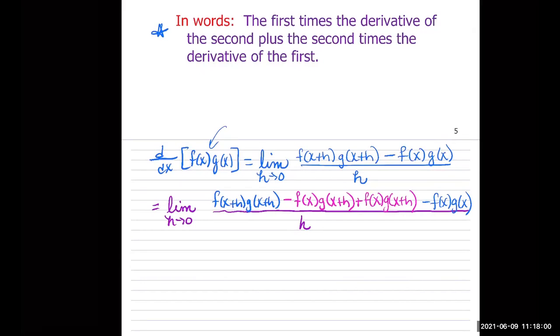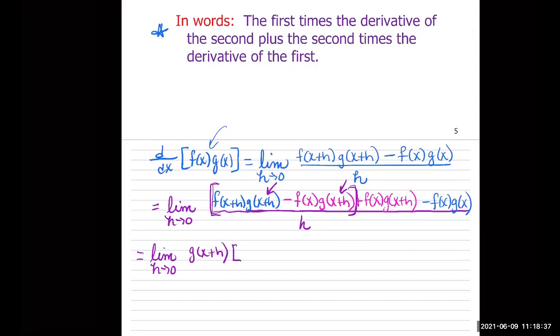Because now what I'm going to do is split this fraction apart. So I'm going to have the limit as h approaches 0. And I'm going to group it like this. So I'm going to put these first two together. And just to save a step of writing, notice that if I put these first two together, do you see that they both have a g of x plus h? So I am going to factor that g of x plus h out of those first two terms.